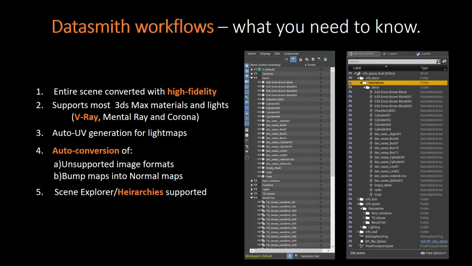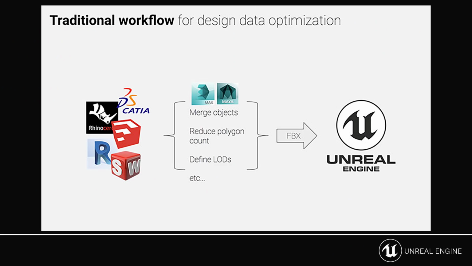It also takes things like bump maps and translates them into normal maps. Normal maps typically are what we use within Unreal Engine for that higher fidelity that we want for the displacement or distortion of a surface, the displacement of a surface to the camera based off of the surface normal. We can have Datasmith automatically convert things like bump maps into normal maps in Unreal Engine. And of course, I mentioned hierarchies and Scene Explorer are supported over into Unreal Engine.